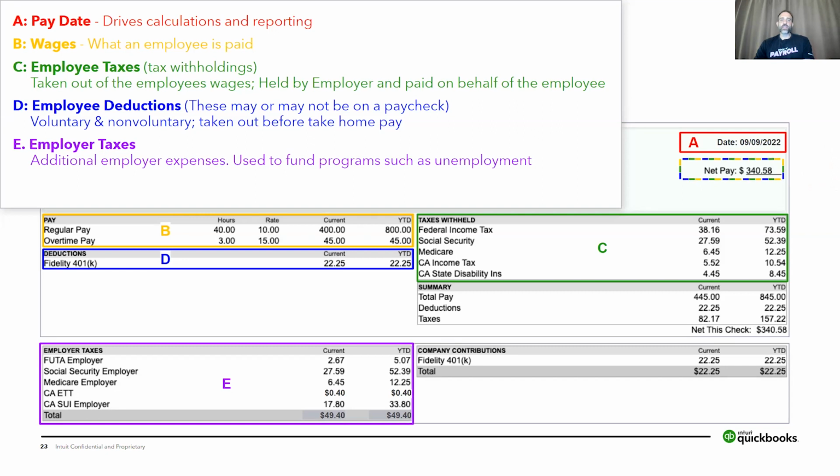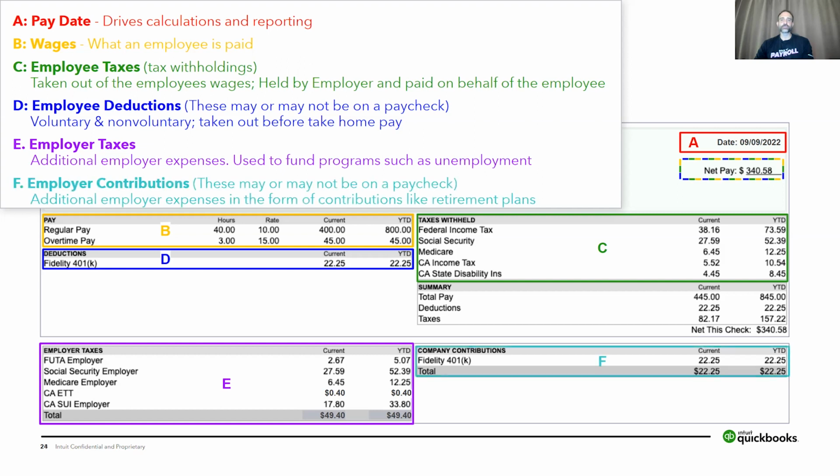Now, also on this paycheck, you have employer taxes. These are additional expenses that are commonly used to fund programs such as unemployment. And lastly, for today, we have employer contributions, which also may or may not be shown on the paycheck. These are additional employer expenses in the form of contributions like retirement plan matching from the company.